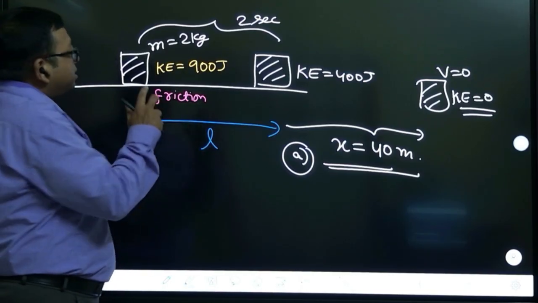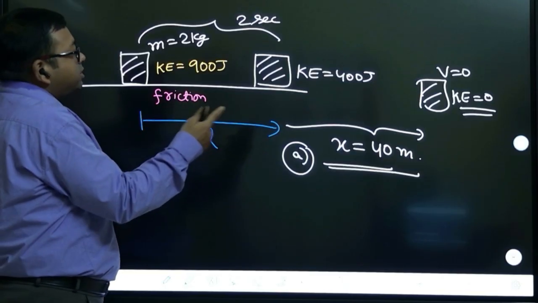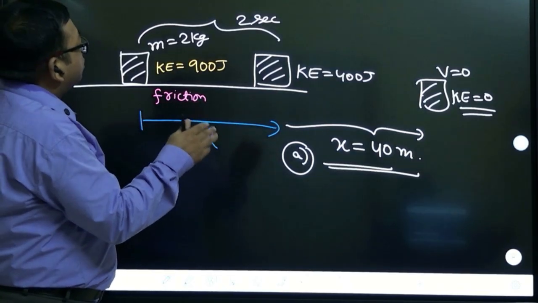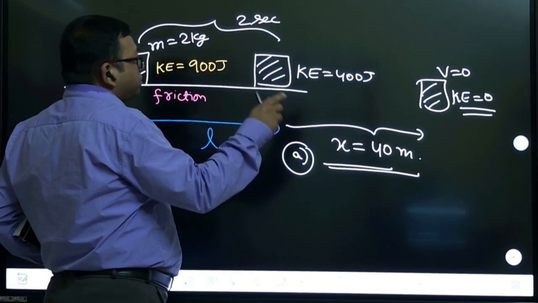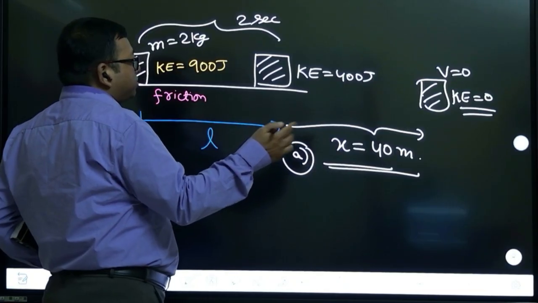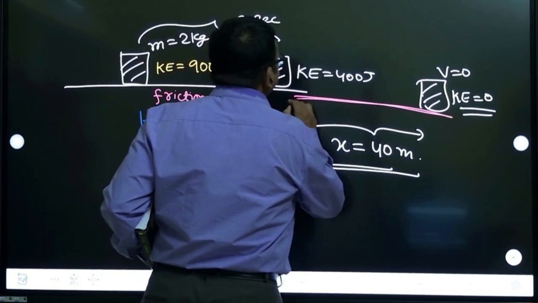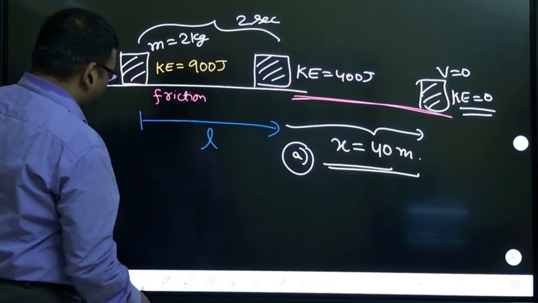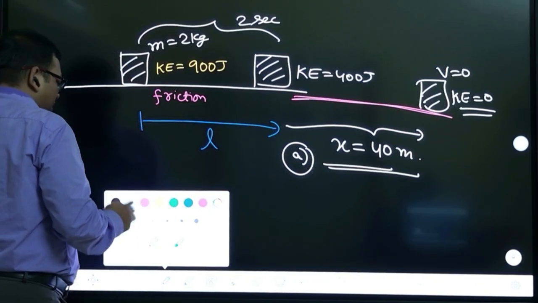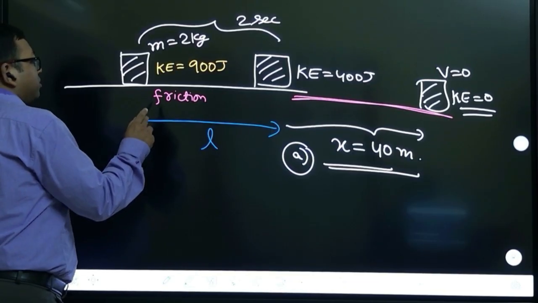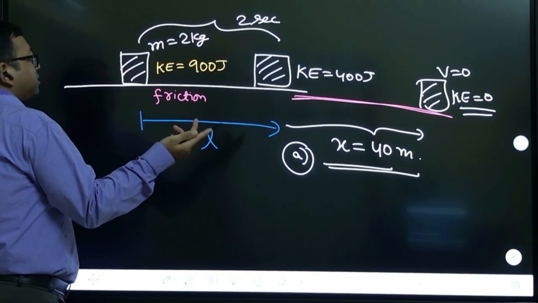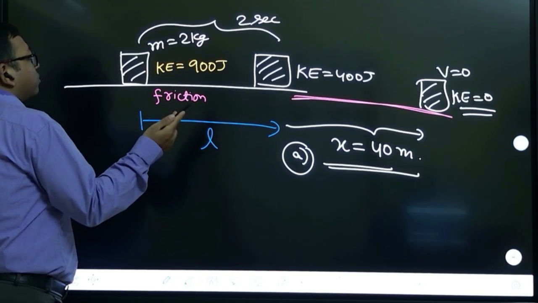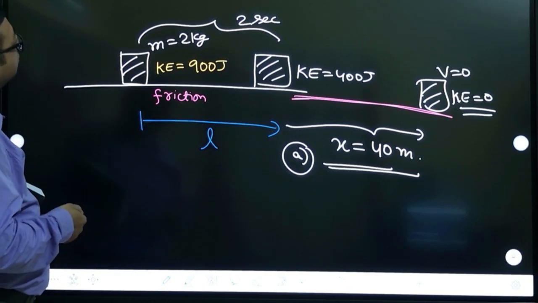Okay. That means this body is moving and due to friction, its speed is decreasing. After 2 seconds, its kinetic energy has become 400 joule. So after some time, it will stop. What is the distance after which it will stop? That stopping distance, you find out. I think this is now easy, right? Because we can calculate acceleration using kinematics. How can we calculate acceleration?